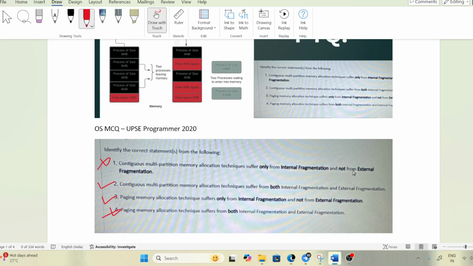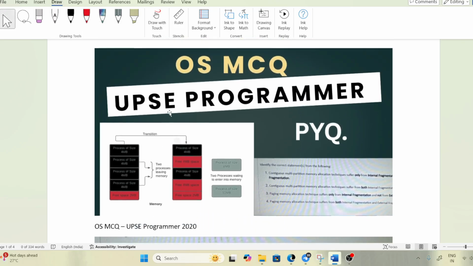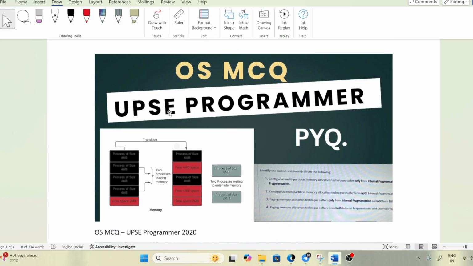So I hope you have understood. I have explained this concept in very detail, so the classes of fragmentation you can also watch for more reference.